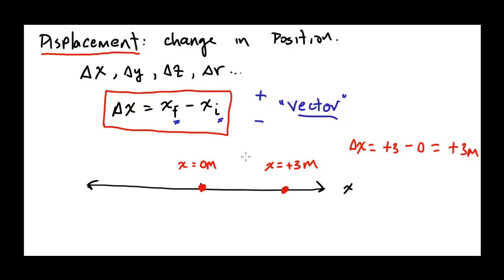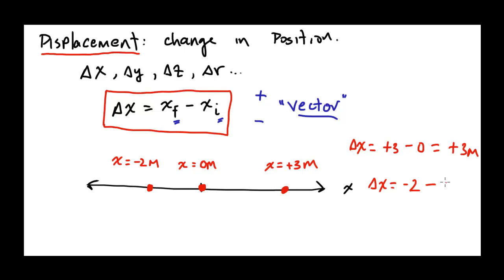Let's imagine after getting to x equals 3, maybe our little particle decides to go in the opposite direction and ends up now over here, right here. Let's say that this is x equals negative 2 meters along our x-axis. And then we could say, okay, what's the displacement now? Well, it's final minus initial. So negative 2 minus 0.